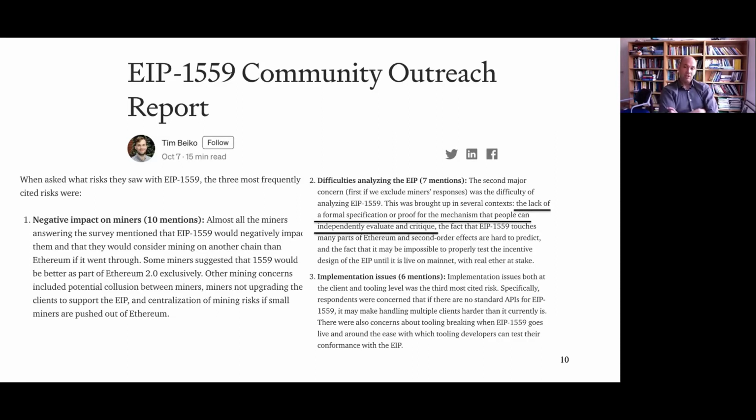And various things were mentioned, right? But what I want to highlight here, what's underlined, is, quote, the lack of a formal specification or proof for the mechanism that people can independently evaluate and critique, unquote. And I want to emphasize, the respondents to this survey are not researchers writing papers, et cetera. These are people really in the trenches building, right? And from that group, there was a visceral hunger for a formal, rigorous analysis about what properties this new transaction fee mechanism might or might not have. And that was definitely one of the main motivations of the work I'm going to describe.